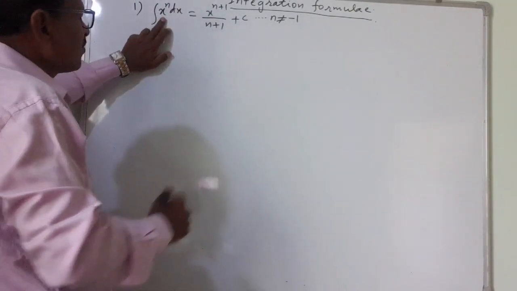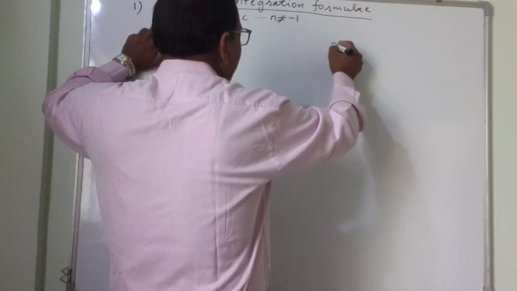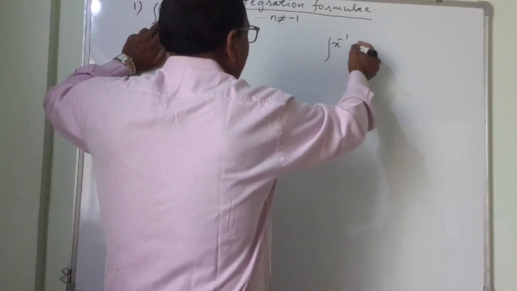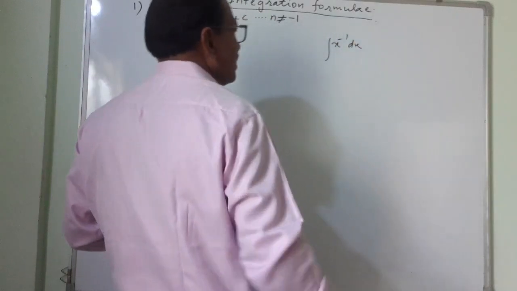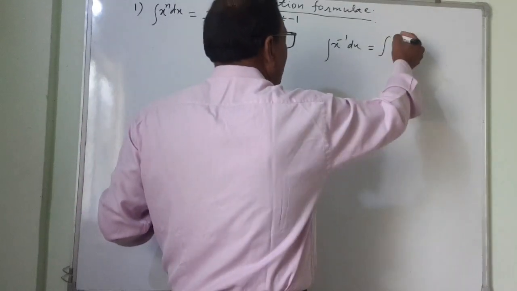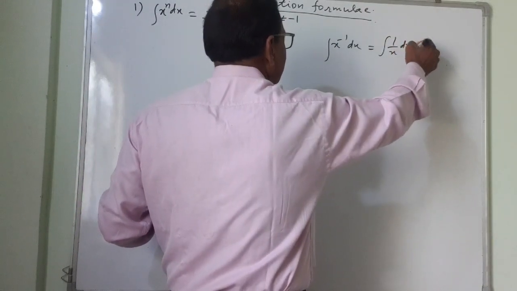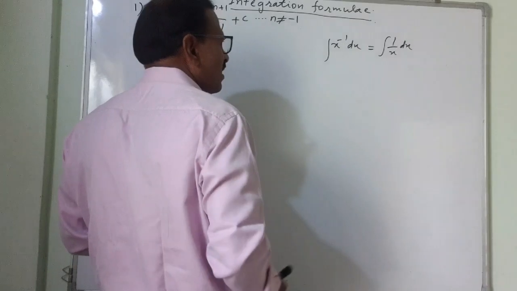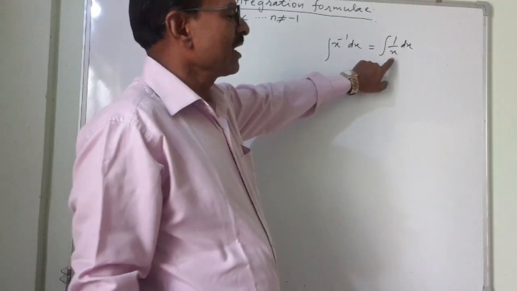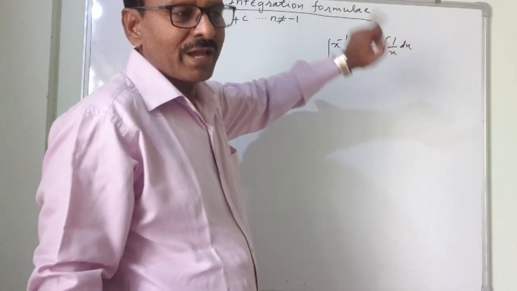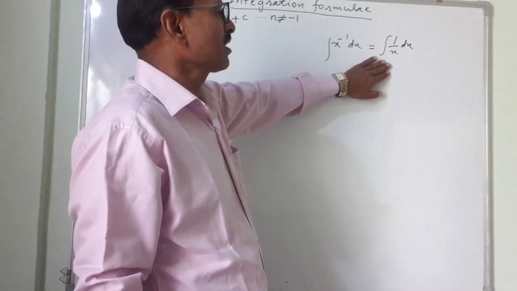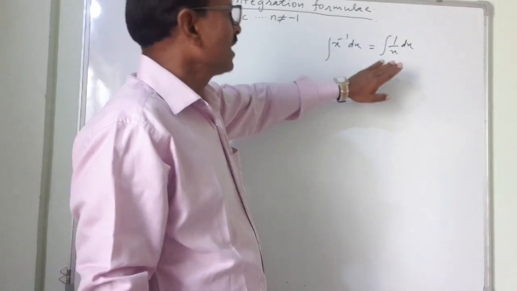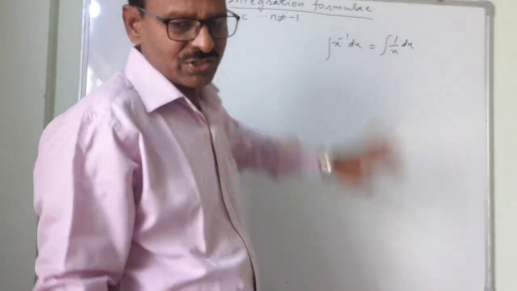If it is x raised to minus 1, then it will become integration of x raised to minus 1 dx, that is 1 upon x dx. I have made it positive. Of what is this the derivative? It is the derivative of log x. D by dx of log x is equal to 1 upon x. That's why this condition is a must.